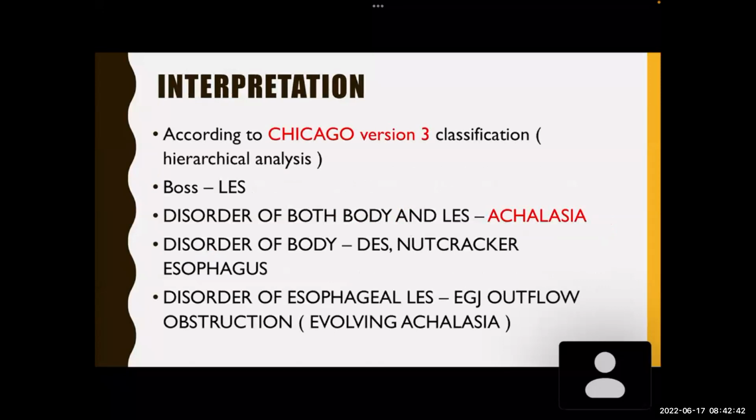So, interpretation according to the Chicago version 3 classification. Chicago version 3 classification is a hierarchical analysis, which means we have to start from one point. The boss of this hierarchical analysis is the lower esophageal sphincter.